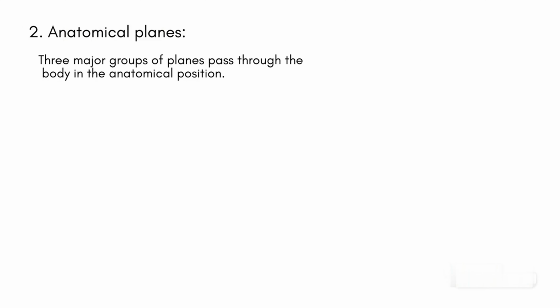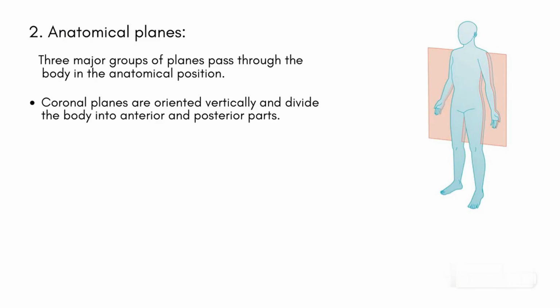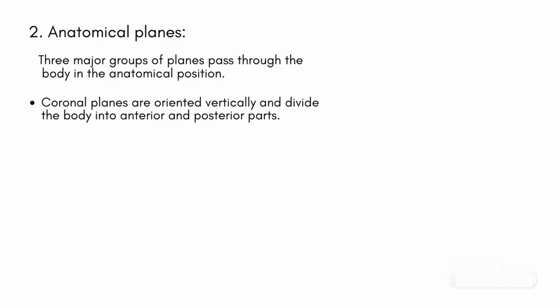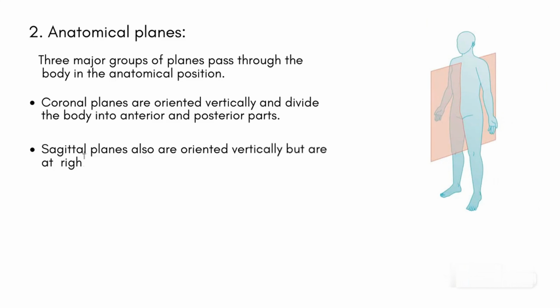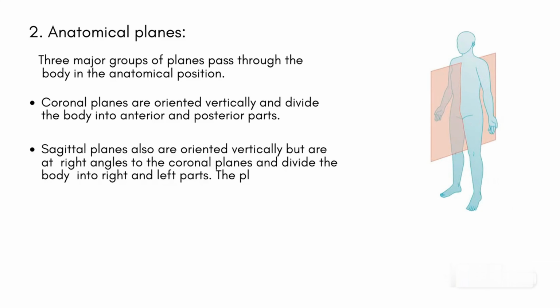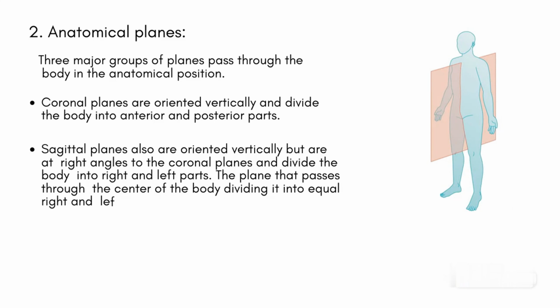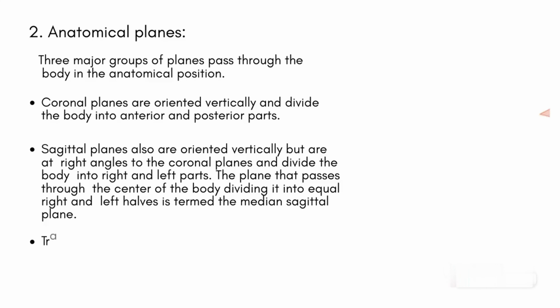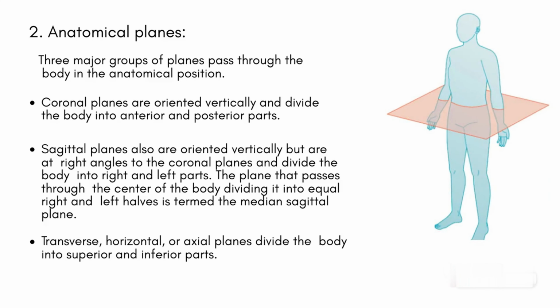2. Anatomical planes. Three major groups of planes pass through the body. In the anatomical position, coronal planes are oriented vertically and divide the body into anterior and posterior parts. Sagittal planes also are oriented vertically but are at right angles to the coronal planes and divide the body into right and left parts. The plane that passes through the center of the body, dividing it into equal right and left halves, is termed the median sagittal plane. Transverse, horizontal, or axial planes divide the body into superior and inferior parts.